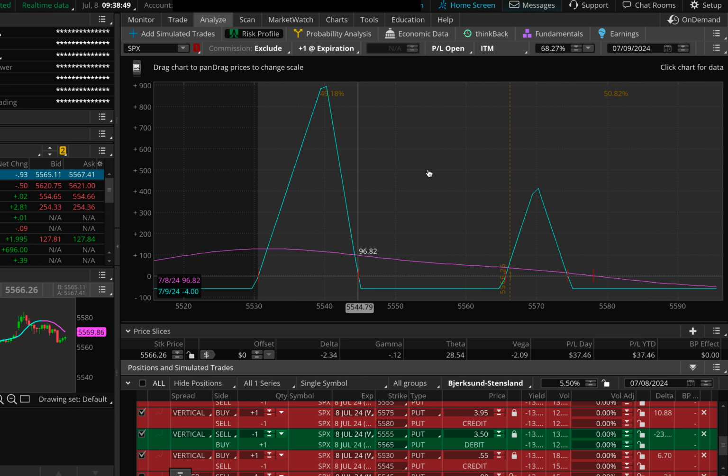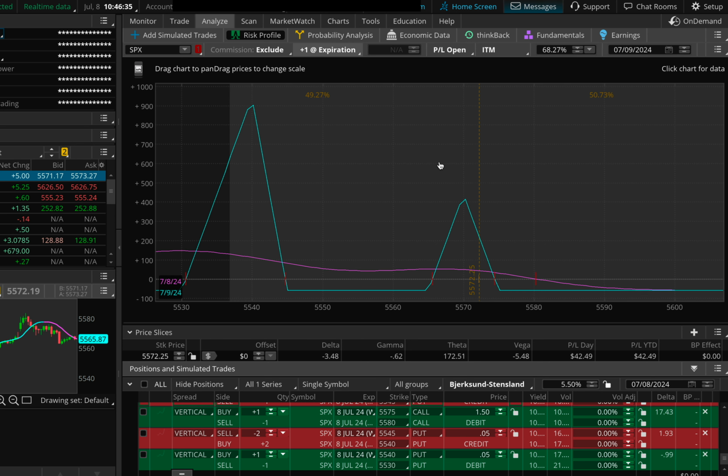All right, so that's it for this one. I'll be back in a little bit for the next update. Let's see what happens next. Okay, here we go. It's 10:46. This is a quick update, a check in with our trade. Here's our current trade. We're about 50 bucks or so.